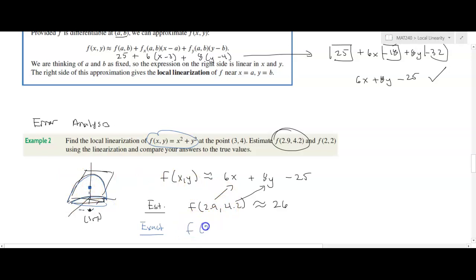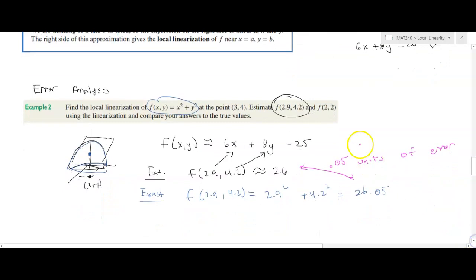So f of 2.9 comma 4.2. Now I don't have to use the approximately equal sign anymore because now I'm going to plug it in up here. Equals 2.9 squared plus 4.2 squared, which comes out to 26.05. And you can see here that the error is only 0.05 units of error. And that's not bad. So our function does a good job of approximating points near the location 3, 4.